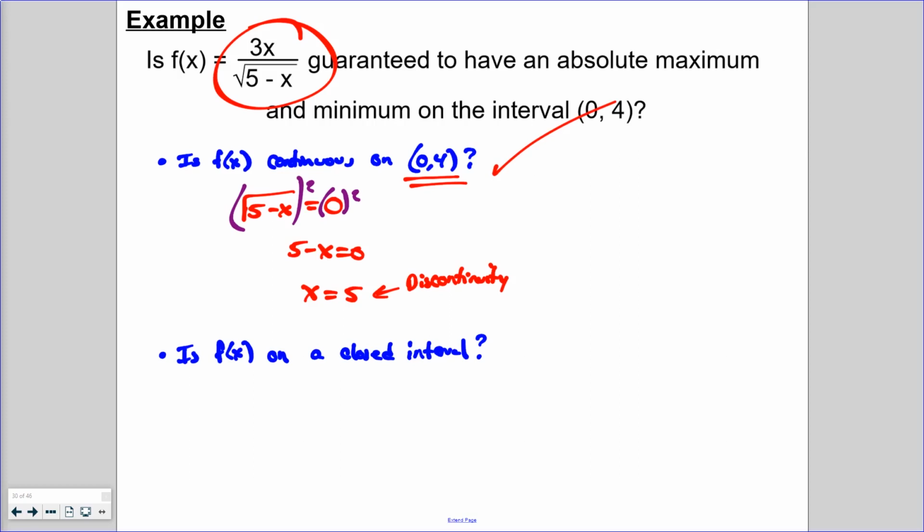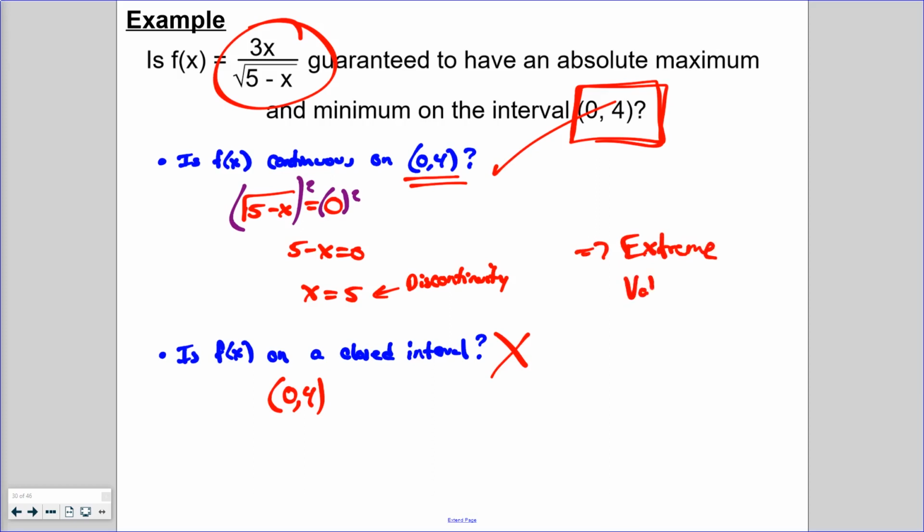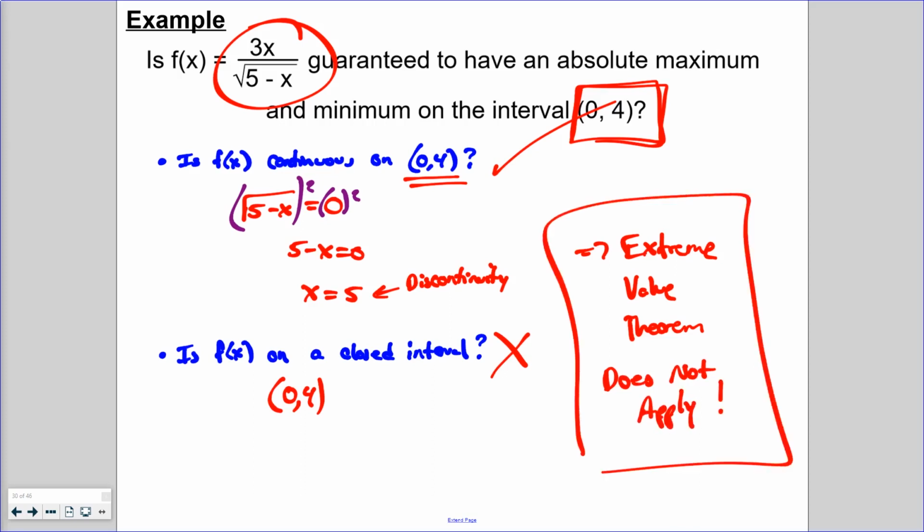Then on to the second condition. Is f of x on a closed interval? And as we can see up here in the problem, it is on the open interval 0 to 4. So that condition is not true. So therefore, the extreme value theorem does not apply.